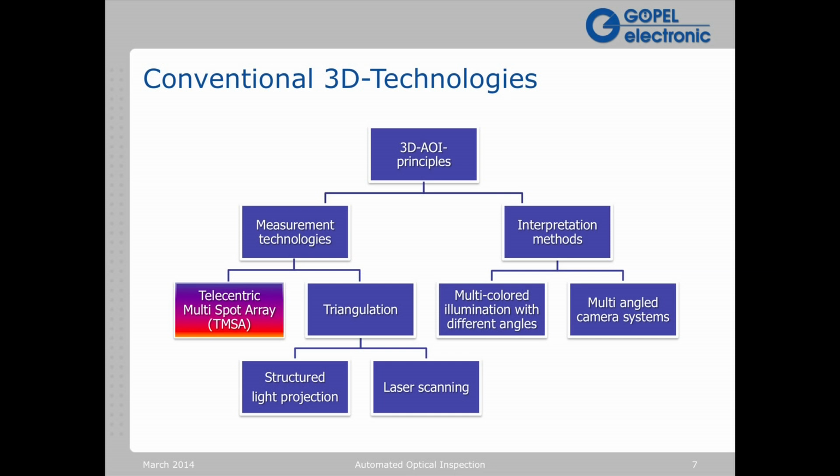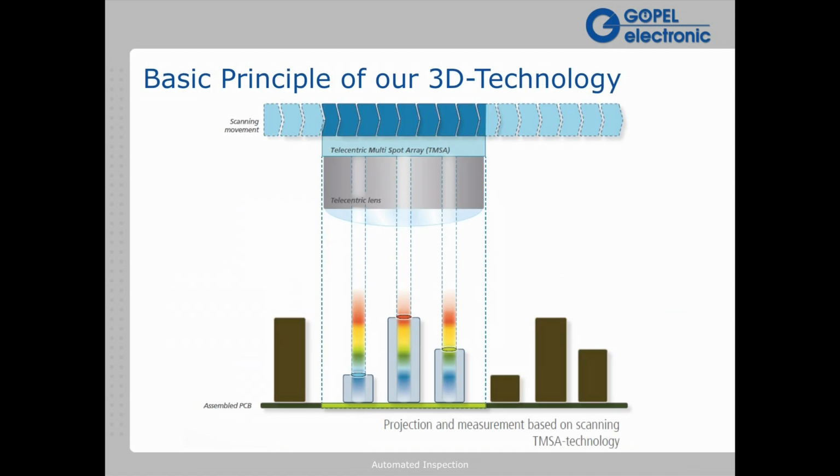Our system we are terming as a telecentric multi-spot array. That term will become more clear as we go through this webinar. You'll see where the different aspects of that name come from. And as you'll see, this system is a very direct measurement system that alleviates many of the problems in the existing triangulation-based systems.